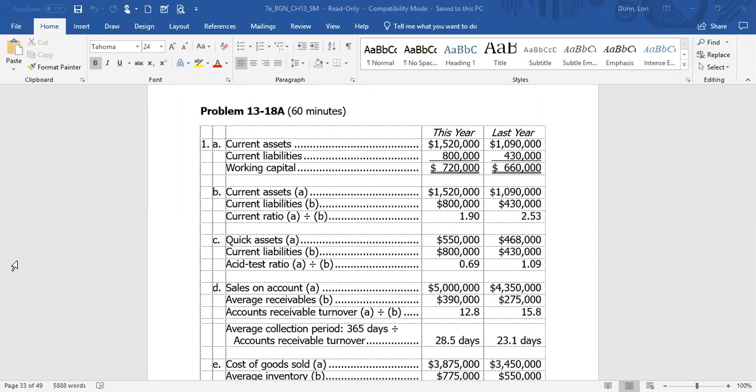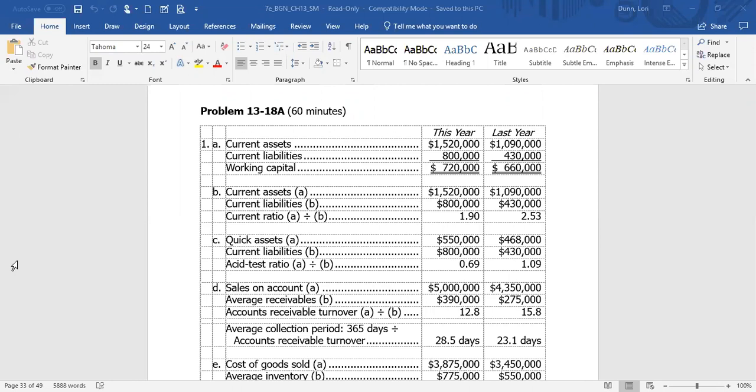When we do the same computation from last year, the 150 in cash plus the 18,000 in marketable securities plus the 300,000 in accounts receivable, divide that by last year's current liabilities, it was a 1.09. So we had 1.09 in liquid assets to pay current liabilities.